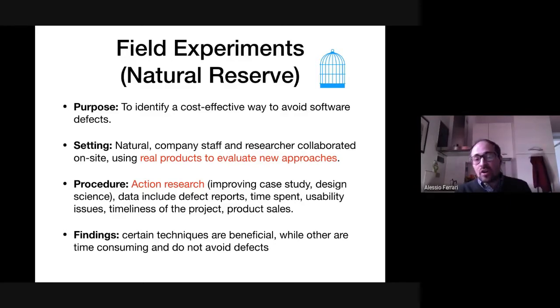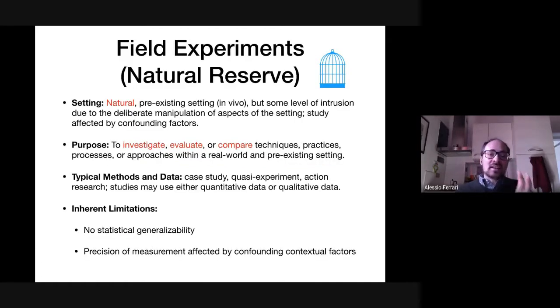You were in a specific company with specific software, with specific characteristics, and you are introducing new approaches. Moreover, you are present there, and you unavoidably bias the research, okay? Still, it is valuable because it helps the company. So in this case, again, the setting is natural, it's pre-existing, but there is some level of intrusion because you are transforming, you are introducing some new element in the setting. In this case, you are experimenting with new technologies.